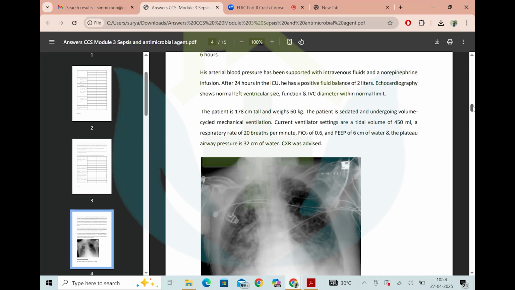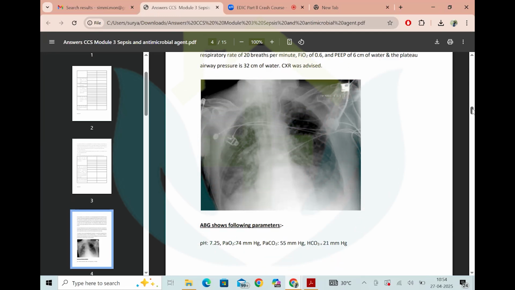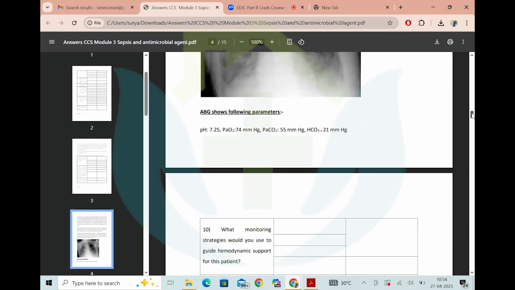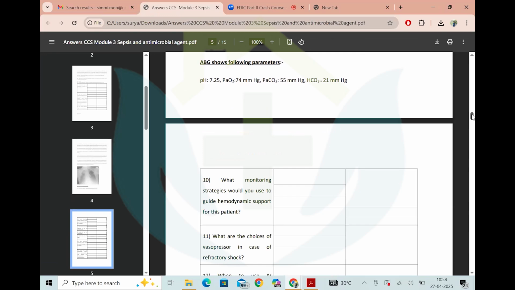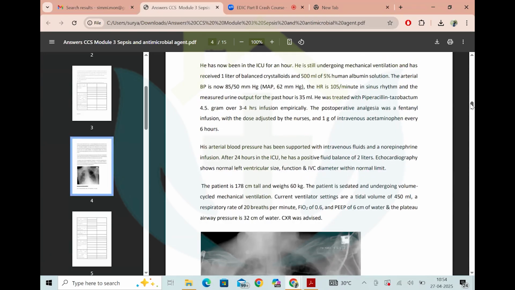Echocardiography is still normal. IVC is still normal. Patient is sedated, ventilated, and the current ventilatory settings are this: 450 ml, respiratory rate of 20, and this is your X-ray, and this is your ABG. So my question is, what monitoring strategies will you use to decide if you have to give further fluid or not? Does the patient need more fluid? Does the patient need more NORAD or vasopressin? Or how do you decide that?